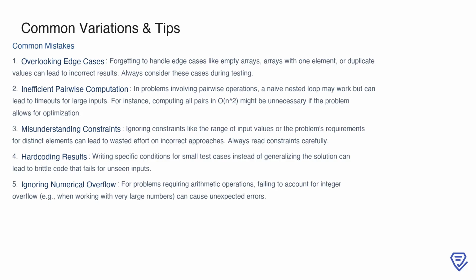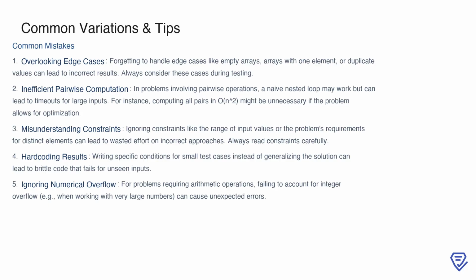Another frequent issue is using inefficient pairwise computation. While a naive nested loop might seem straightforward, it can cause significant performance issues when the input size grows large. Optimizing these operations can save you from timeouts on larger test cases. Next, misunderstanding the constraints provided in the problem is a trap many fall into. For instance, ignoring the range of input values or whether the elements must be distinct can lead you to design solutions that don't align with the requirements.